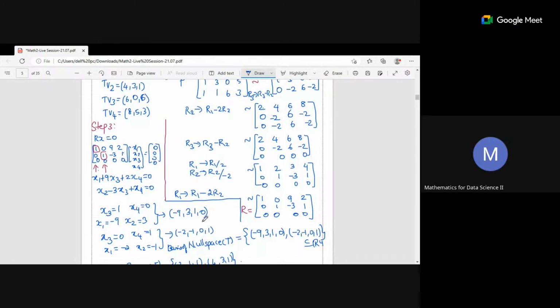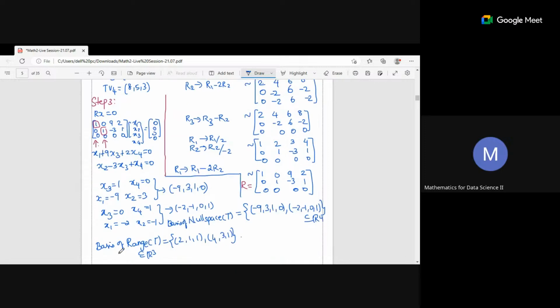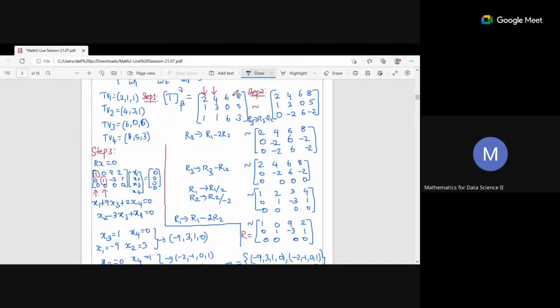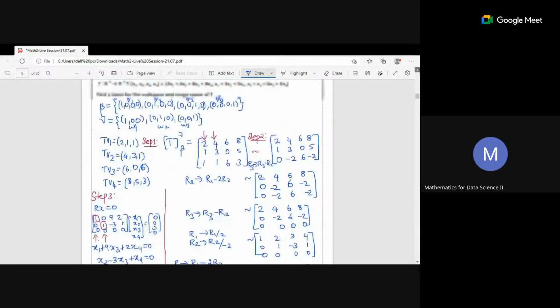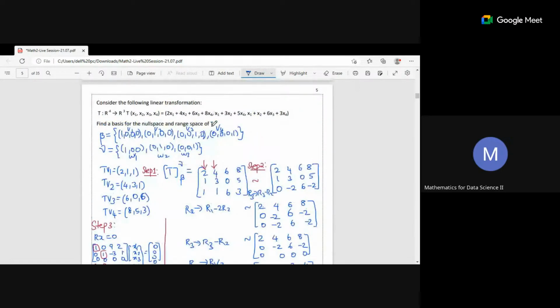From this set of solutions, you can find a basis for the null space of T. And also, you can find a basis of range of T. From this row echelon form, you find the pivot elements. So the columns containing the pivot elements in your original matrix give you the basis for the range of T. Okay. So these are the steps for finding the null space and range space for a linear transformation. Is that clear for everyone? Yes, ma'am.